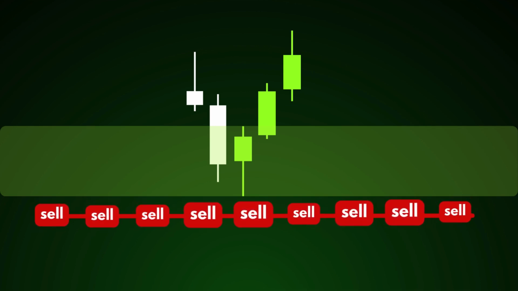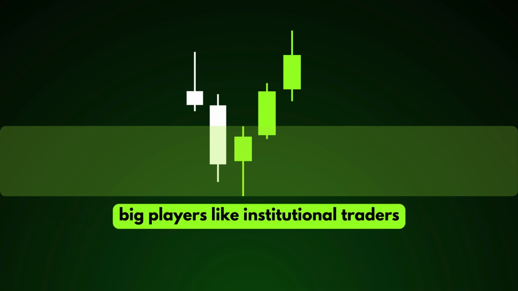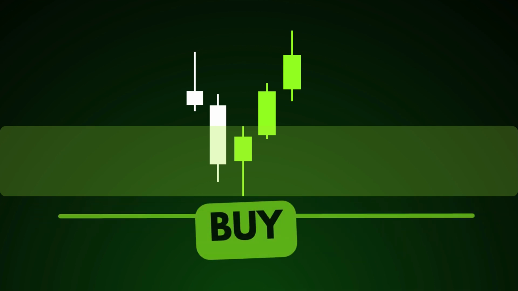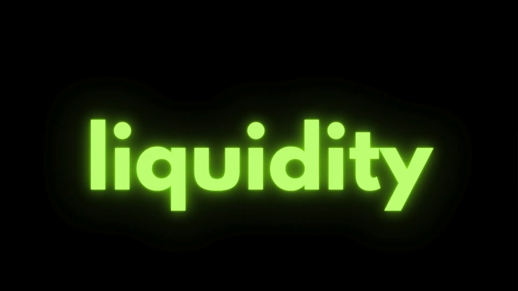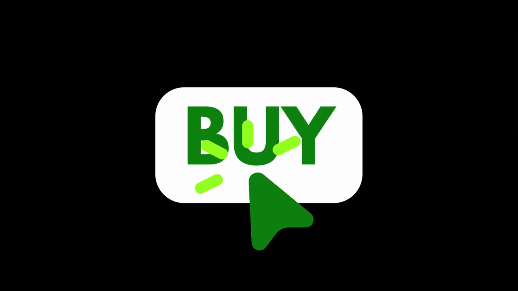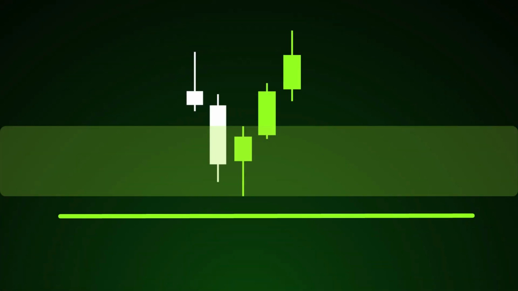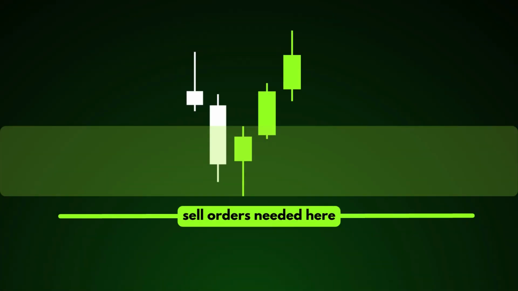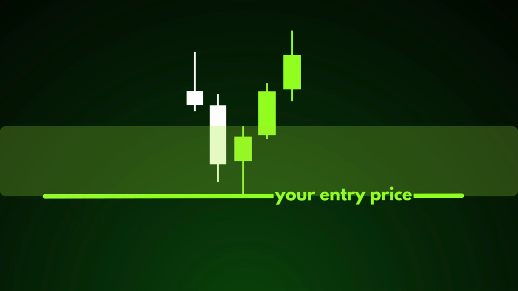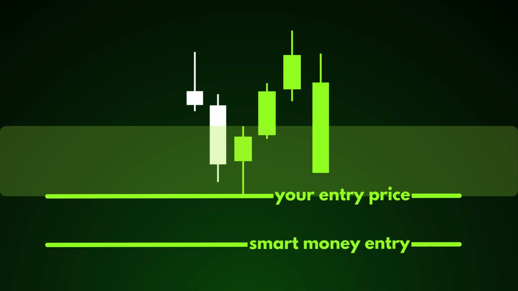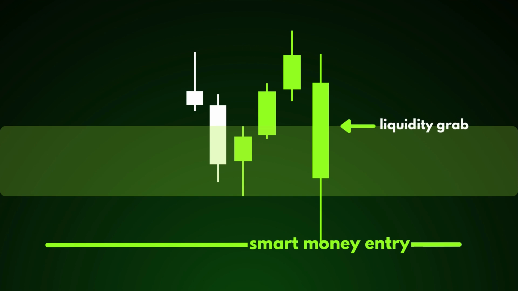What's important to remember here is that big players like institutional traders are looking to place massive orders which require a lot of liquidity, which in a nutshell means to place this big buy order requires a lot of people looking to sell, aka those retail stop loss orders. And because smart money has entered at a lower price, they're getting a discount on their buy order.